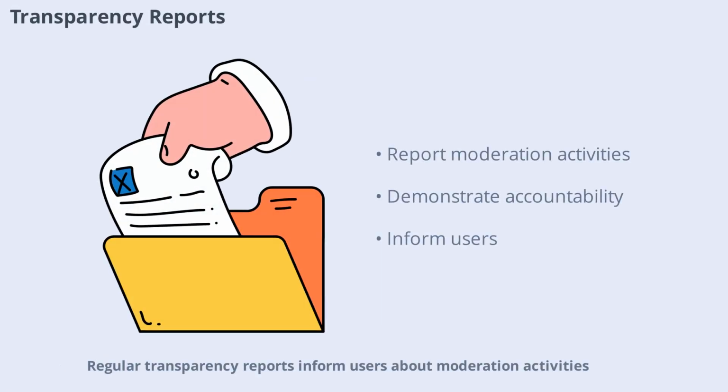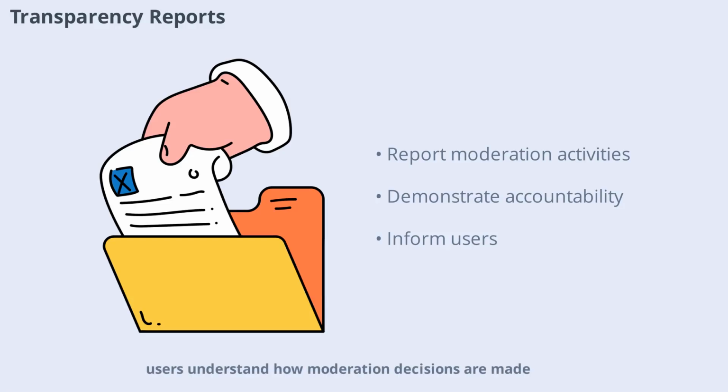Regular transparency reports inform users about moderation activities, including the number of removed posts, reasons for removal, and appeal outcomes. These reports demonstrate accountability and help users understand how moderation decisions are made.